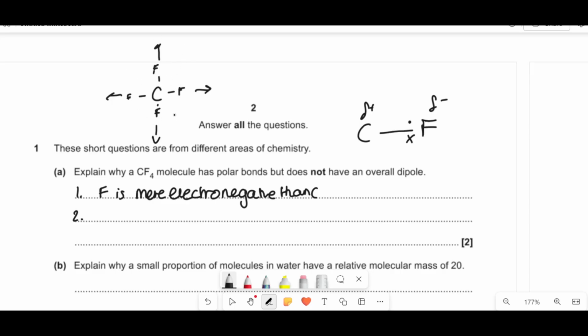So because there's overall symmetry, there's no dipole. Here, the effects cancel out because the pulling of the electrons this way is being cancelled out by that, and so forth. So that's why. The reason there's no dipole is because it's symmetrical.